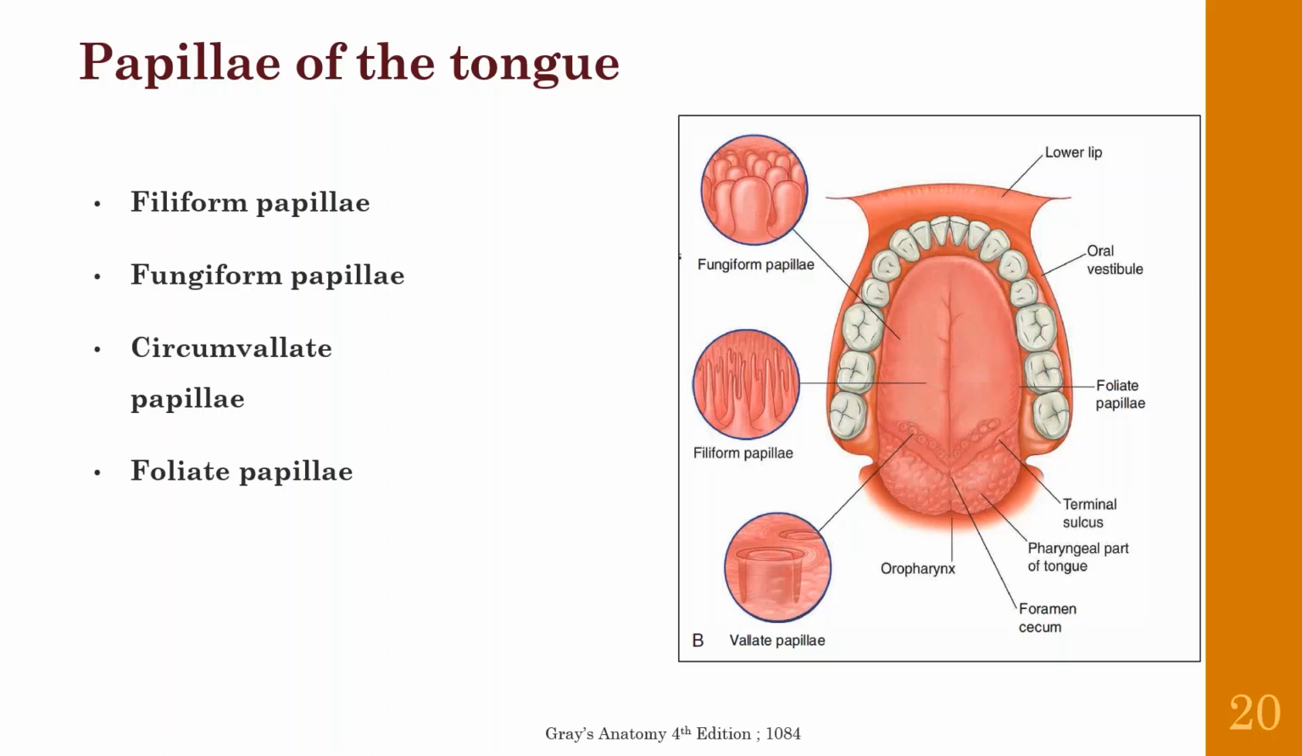The filiform papillae or conical papillae are present over the area of the dorsum of the tongue and give the characteristic velvety appearance. They are the smallest and most numerous in number. They are pointed and covered with keratin.